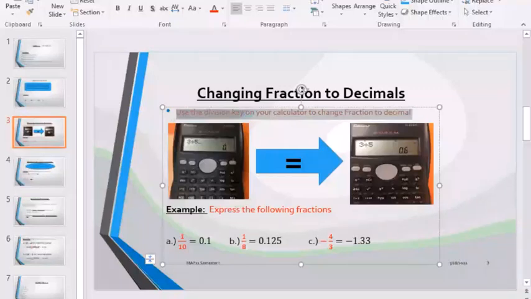Any question about changing fractions to decimals? Thank you.